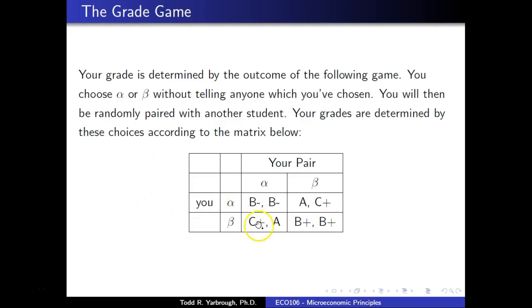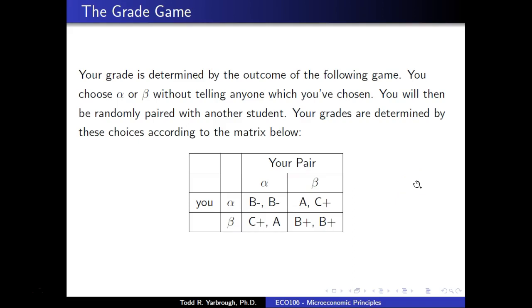Okay, so again, payoffs are symmetric here, so it's not super important to point this out, but typically when you see payoffs split by a comma, the payoff to the left goes to the left player, and the payoff to the right goes to the top player. That's exactly what's going on here. So for example, if I were to pick beta while my pair picked alpha, I would get a C+, and they would get an A. On the other hand, if they picked beta and I picked alpha, then I would get an A, and they would get a C+. So that's how you read that.